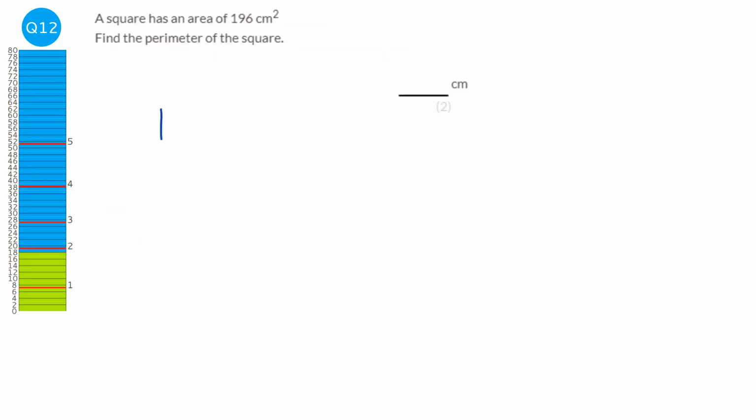To get from the length of a square to the area, we square the length. To work backwards, what we do is we square root, because the inverse of square is square root. So we've got 196, and we're going to square root it to find the length.